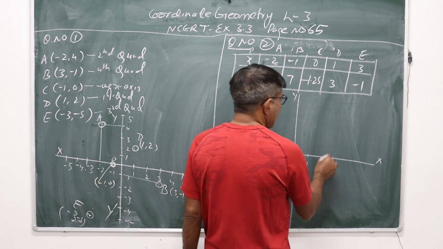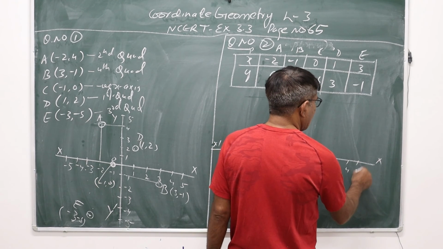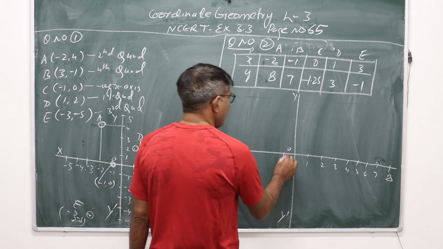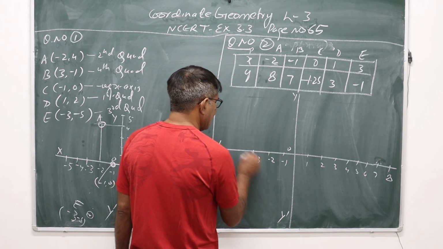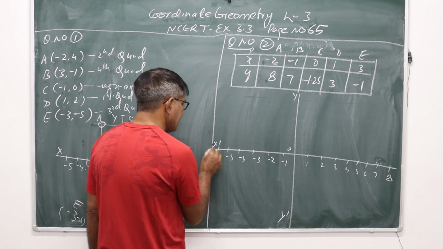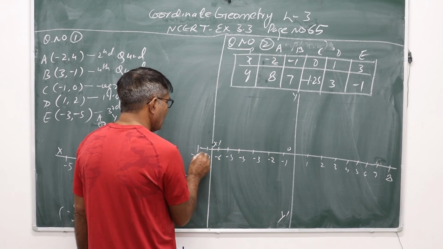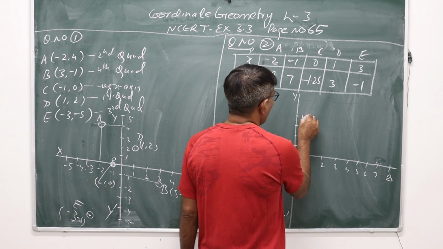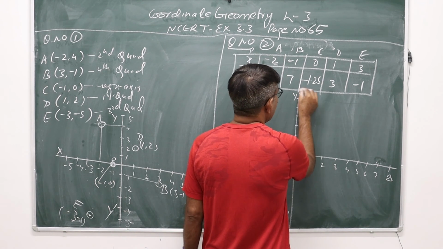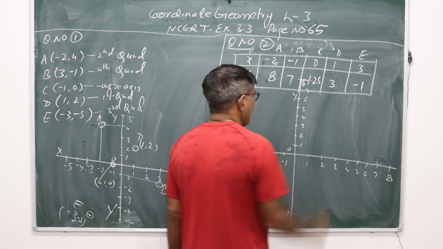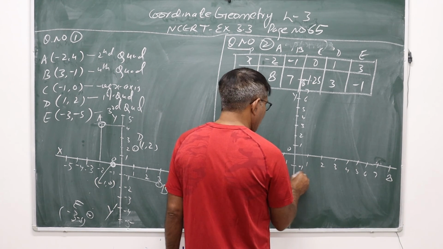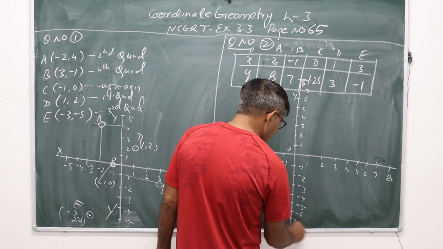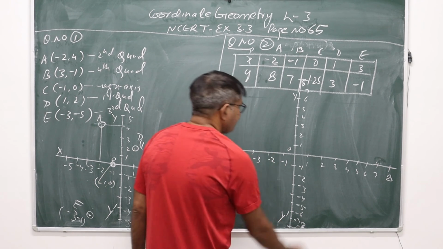So let us put 1, 2, 3, 4, 5, 6 and this is 7 and this is your 8. राइट साइड में लेफ्ट में -1, -2, -3, -4, -5, -6, -7 and this is your -8. On positive axis 1, 2, 3, 4, 5, 6, 7 and let us suppose this is your 8. And negative में -1, -2, -3, -4, -5, -6, -7 and -8.